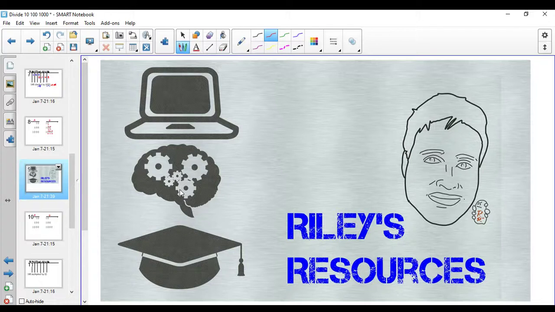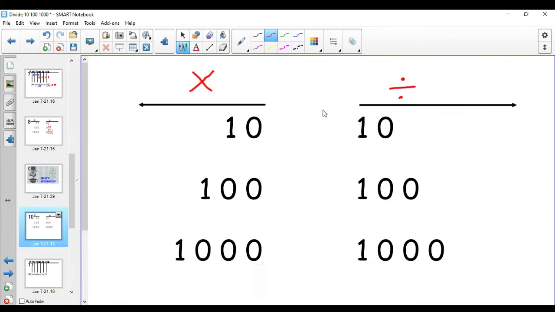Hello everyone, this work follows on from the last lesson when we looked at dividing by 10, 100 and 1000. This is multiplying by 10, 100, 1000. So some of the things you're going to see look very similar. In our previous lessons we were moving towards the right because we were dividing. This time we're going towards the left because we're multiplying. But there are some things which are still very useful.